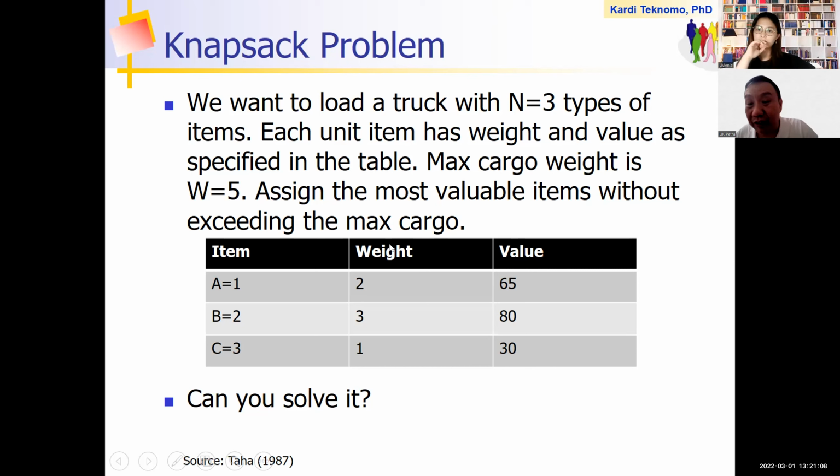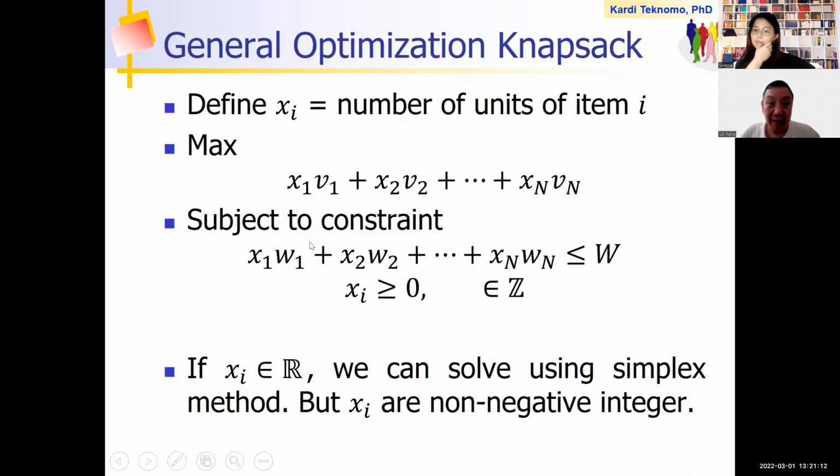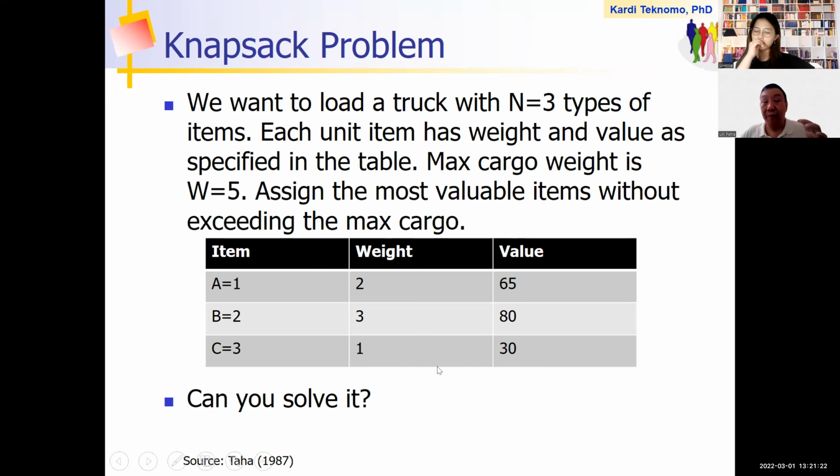Per unit, the value is 65. So the number of units of item i is xi. Okay, this is what you want to know. Because this is discrete, correct? So you need to find out what are the possible discrete values. What are the possible units?